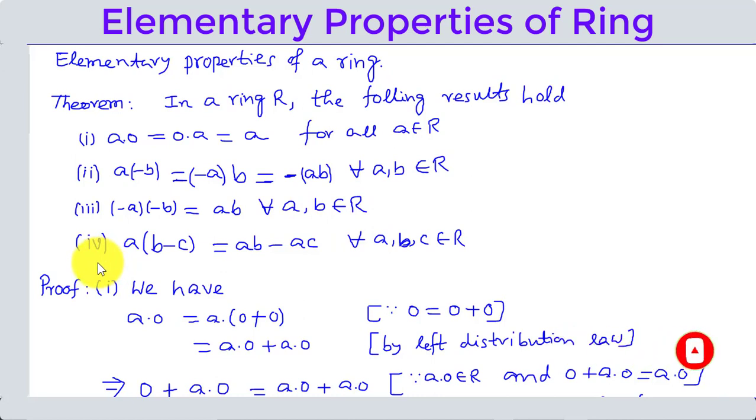Number 4, a dot b minus c, or a into b minus c, is equal to a into b minus a into c, for all a, b, c belong to R.